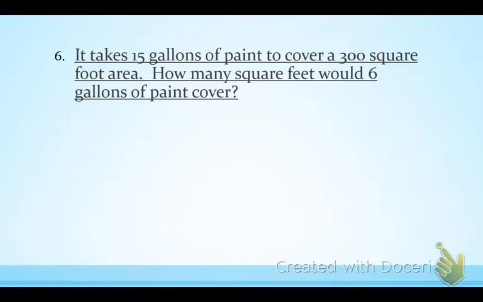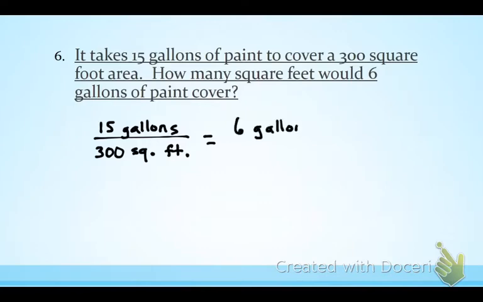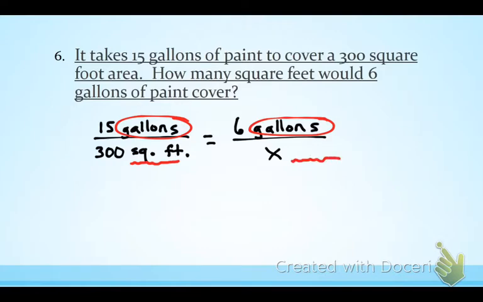I need to come up with a ratio. What's the first ratio of things that I know? 15 gallons over 300 square feet. Now, a square foot is totally different than a regular foot, so please make sure it says square feet. Equals what, guys? 6 gallons over X. Once again, I do not care what variable you use. X is perfect though. So here, gallons are on top, which means gallons must be on top on this side too. Square feet are on bottom, which means my answer is going to be in square feet.